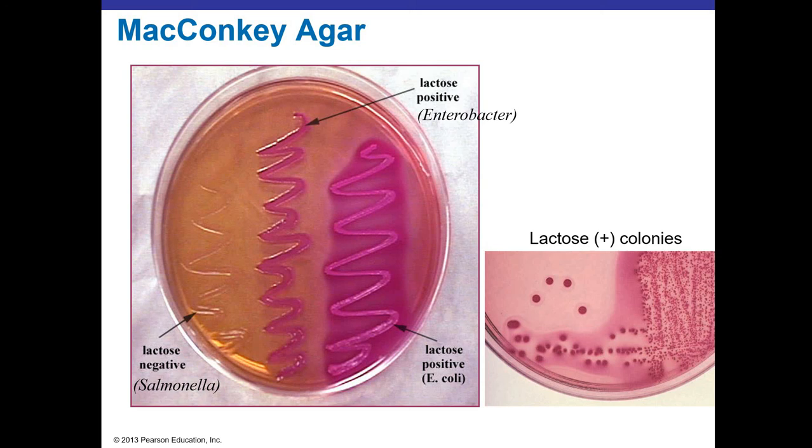The lactose positive one is E. coli. E. coli produces so much acid, it usually causes a precipitate or a cloud around the colonies, or in this case, the streak.